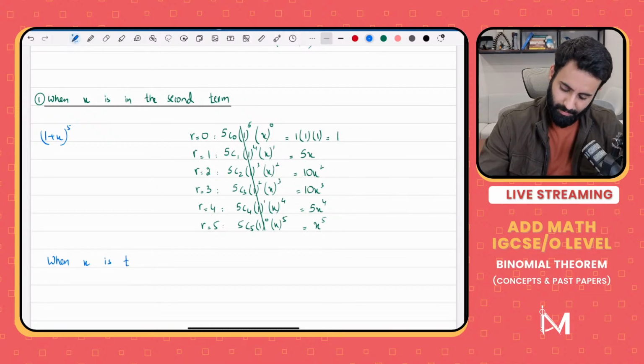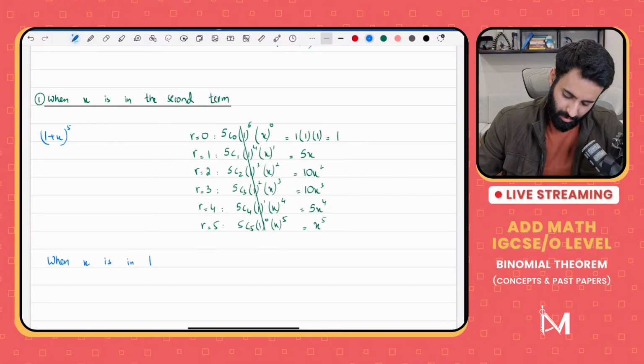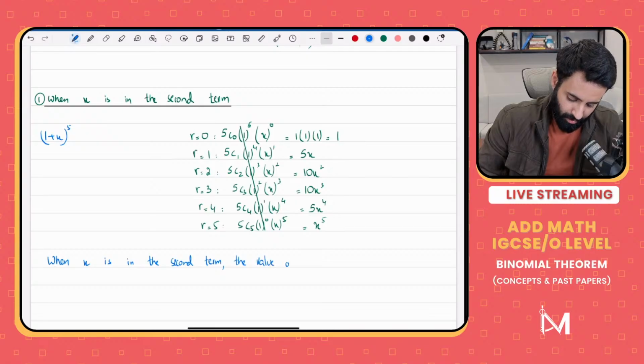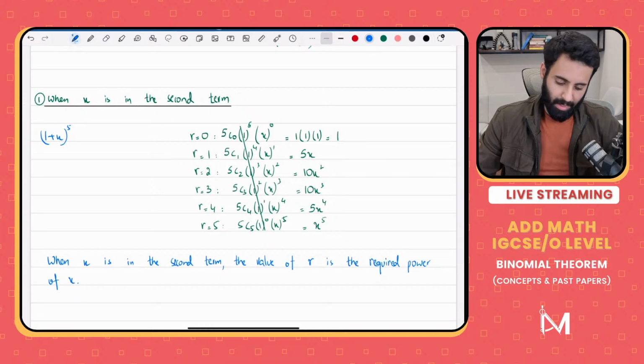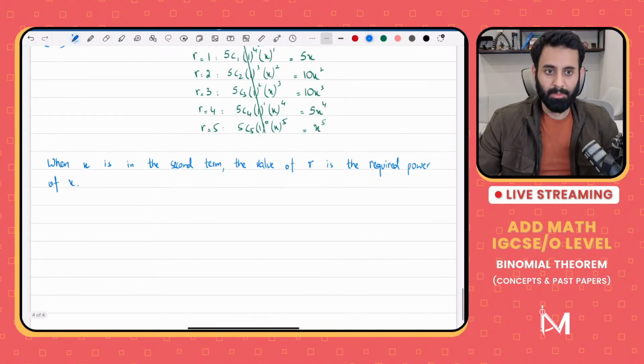That means when x is in the second term, the value of r is the required power of x. Simple. For example, now I'll show you an example. Let me see if I can find a past paper question here. I hope I can. Okay, great.